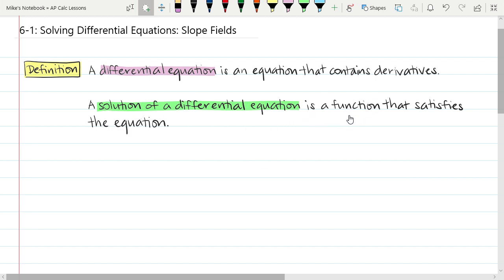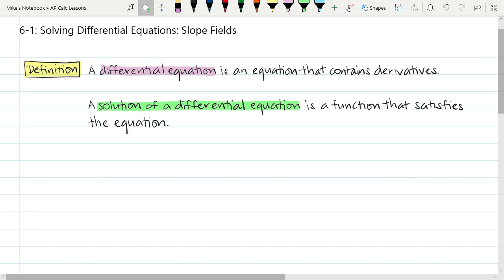Now, it could be a constant function, so it could be something as simple as y equals 4, which kind of sounds a lot like a normal equation to you. But it could be also something like y equals sine of x, or y equals x squared. So the solution of a differential equation is actually a function, and it could be as simple as a constant function, or it could be something much more complex.